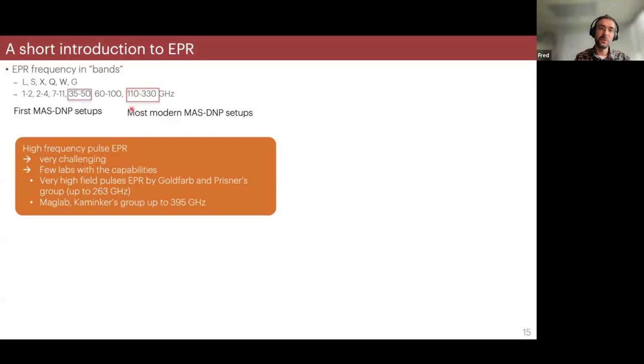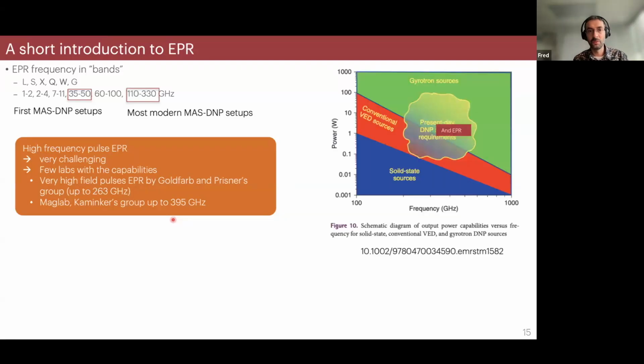Most MAS-DNP instruments operate more in this range or higher frequency. And there are very few places that can do pulse EPR under those conditions. I'm mentioning here Daniel Goldfarb or Thomas Prisner. I could mention David Britt or Song-Gi Han. There are very few groups that can do such experiments. So far, I know that 395 is possible at the Mag Lab or within Ilya Kaminker's group. The reason there are not so many possibilities is that there are not many sources that fit the DNP and also the EPR requirements.